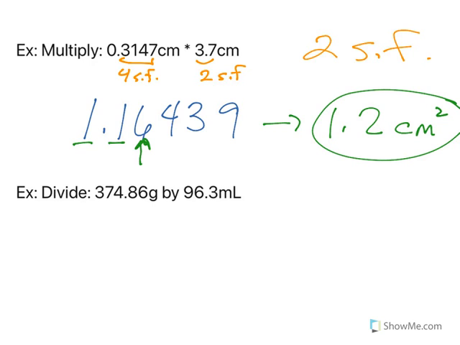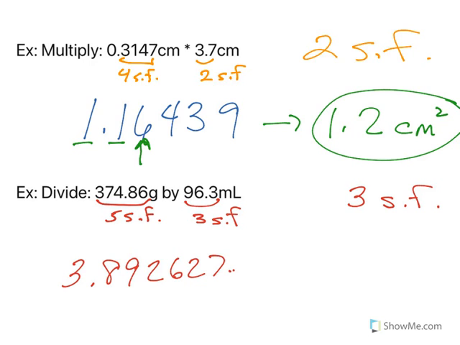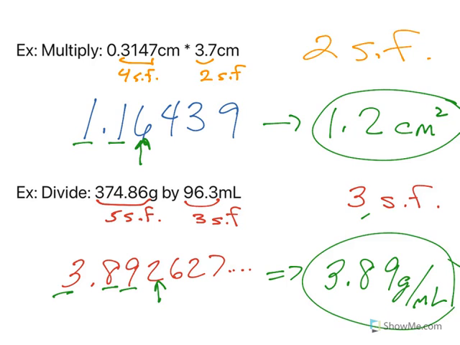And the last one, I'm dividing. Same thing about significant figures. This has 5 significant figures. This has 3. So my final answer will have 3 significant figures. When I divide 374.86 by 96.3, I get 3.892627, and it keeps going and going. So 3 significant figures. The 2 tells me to round down, so my answer is 3.89 grams per milliliter, because we're dividing, right? 374.86 grams over 96.3 milliliters. That's why I have grams over milliliters. And that is playing with significant figures.